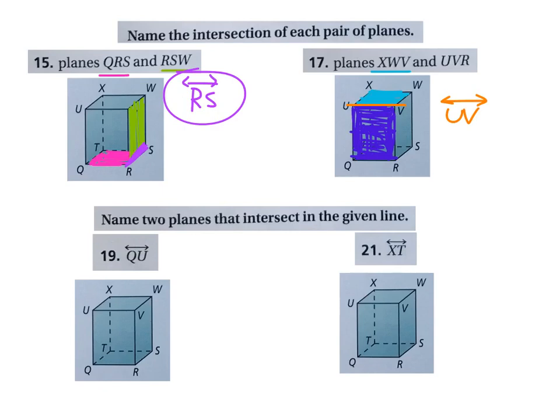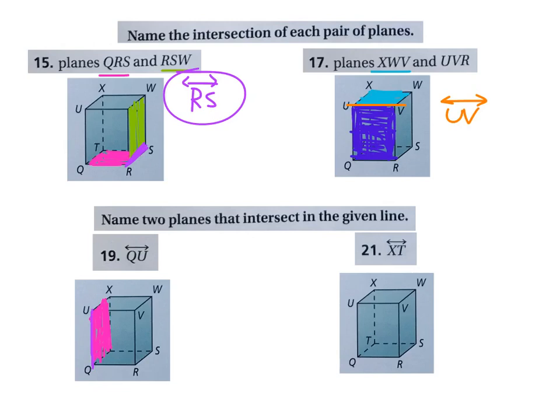Okay, and let's do these next two. Sorry, I had to think for a second. Name two planes that intersect in the given line. At QU, and let's draw it. QU, that's this right here. Okay. Well, we can see one plane over here, a kind of left side plane running right there. Okay, that's running down along QU.